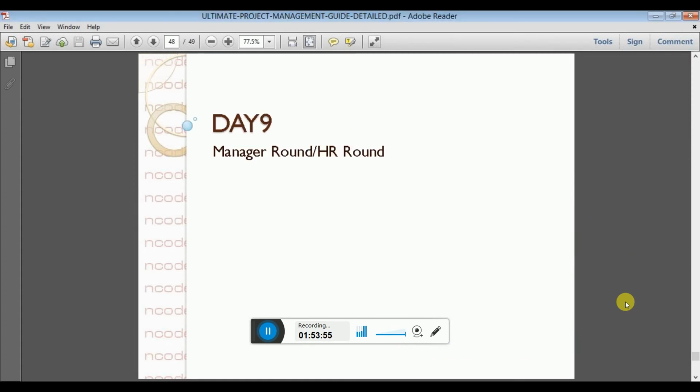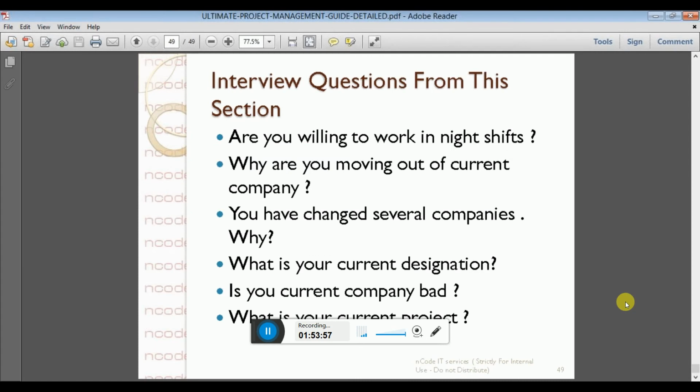Then in the manager round or HR round, you will come across questions like, are you willing to work in night shift? Just say, yeah, I'm willing to work in night shifts. I'm already working in night shifts. Why are you moving out of the current company? When you get this question, never blame the current company. Always give a personal reason. Just say, I want better career prospects. I'm already working in the same company for 4 years, the company is small, so I want to get into a bigger company. That's why I'm moving out, and also for more salary.